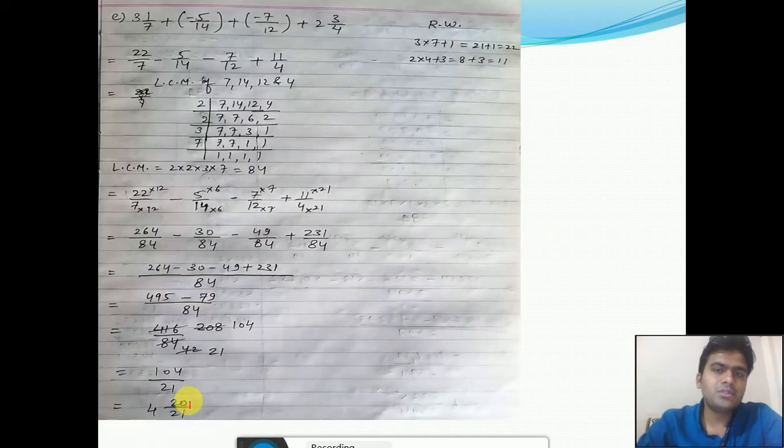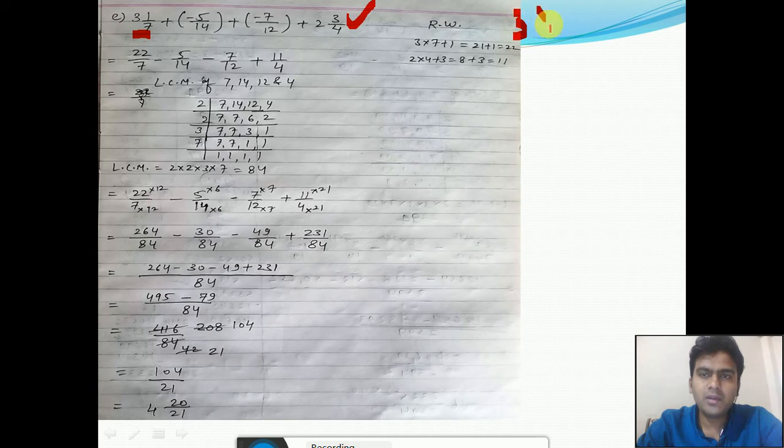Now next question, 3 complete 1 upon 7 and 2 complete 3 upon 4. These two numbers are mixed fractions, so we will change them into improper fractions. So 3 into 7 equals 21, 21 plus 1 equals 22. Like this, 2 into 4 equals 8, 8 plus 3 equals 11. So the numbers are 22 upon 7 and 11 upon 4. So first change the mixed fractions into fractions.